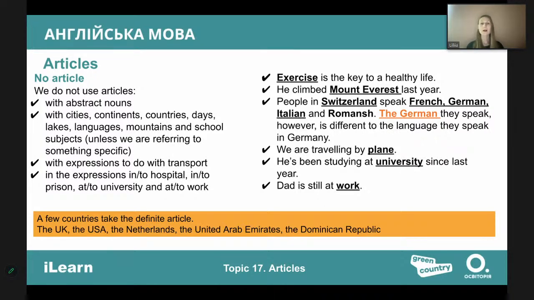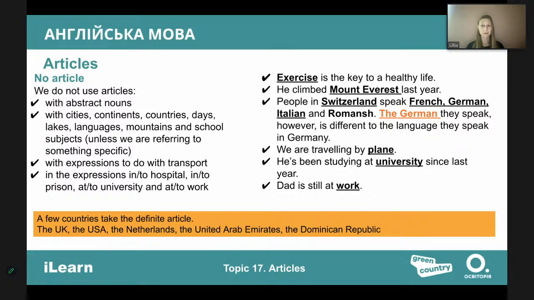And of course, with uncountable nouns. For example, water is a key to life on our planet. No article. Then, with cities, continents, countries, also days, lakes, languages, mountains, if it's a separate mountain, right? Or an island, if it's a separate island. Also school subjects, we don't use an article.